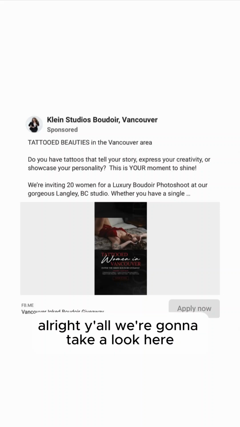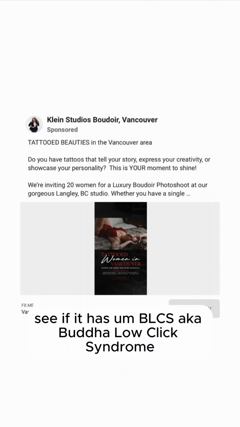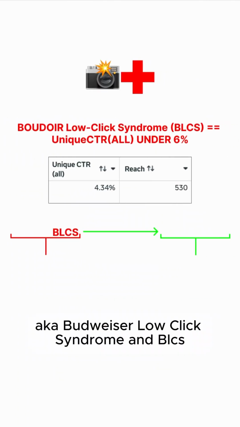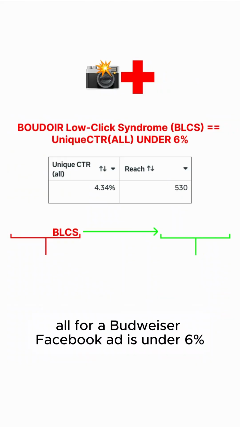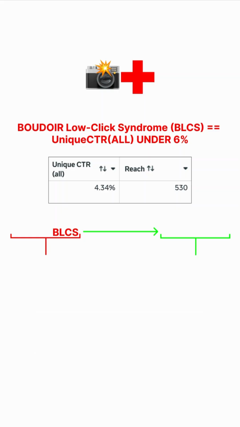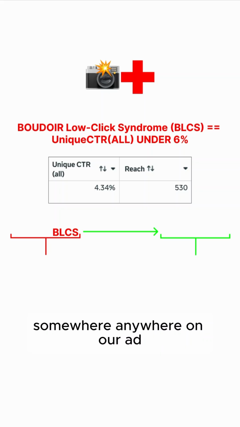All right, y'all, we're going to take a look here, diagnose this Boudoir Facebook ad, see if it has BLCS, aka Boudoir low click syndrome. And BLCS, Boudoir low click syndrome, is when the unique CTR all for a Boudoir Facebook ad is under 6%. That means fewer than 6 out of 100 women are clicking somewhere, anywhere on our ad.